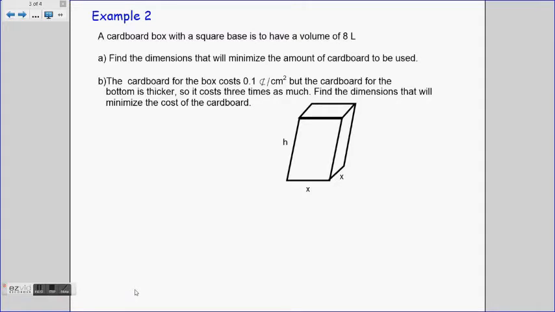Okay, now part B. Well, I wanted to click back to this part of the question so that you can read it again. The cardboard for the box costs 0.1 cents per centimeter squared, but the cardboard for the bottom is thicker, so it costs 3 times as much. Find the dimensions that will minimize the cost of the cardboard. So in this case now we're going to weight each part of the box differently, and then we're going to take the derivative of that in order to minimize what we're going to be calling the cost function.